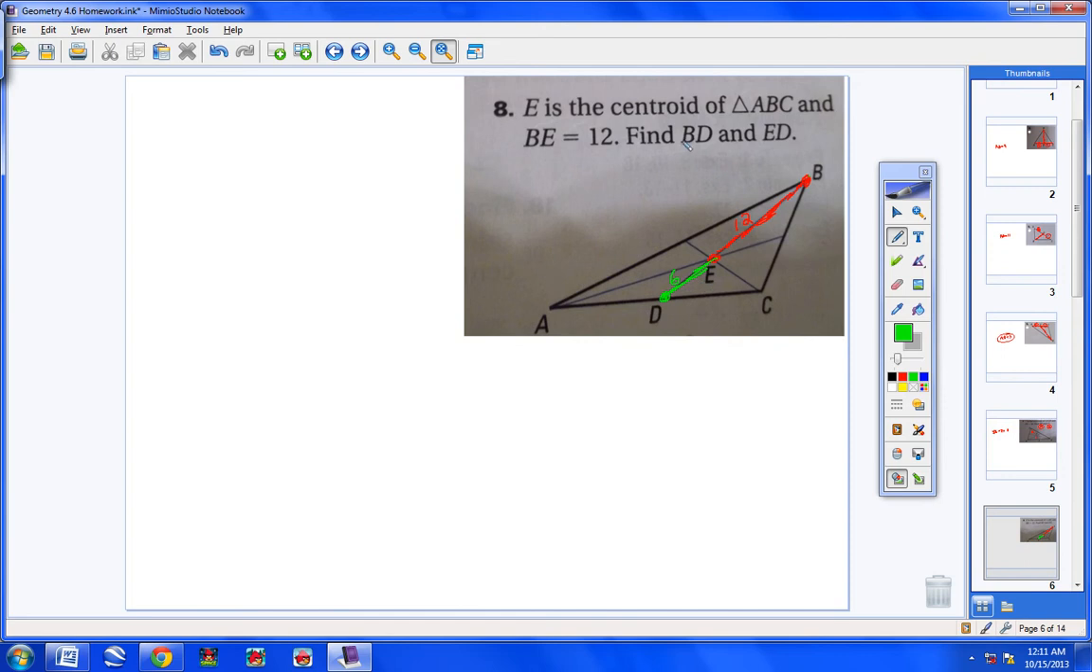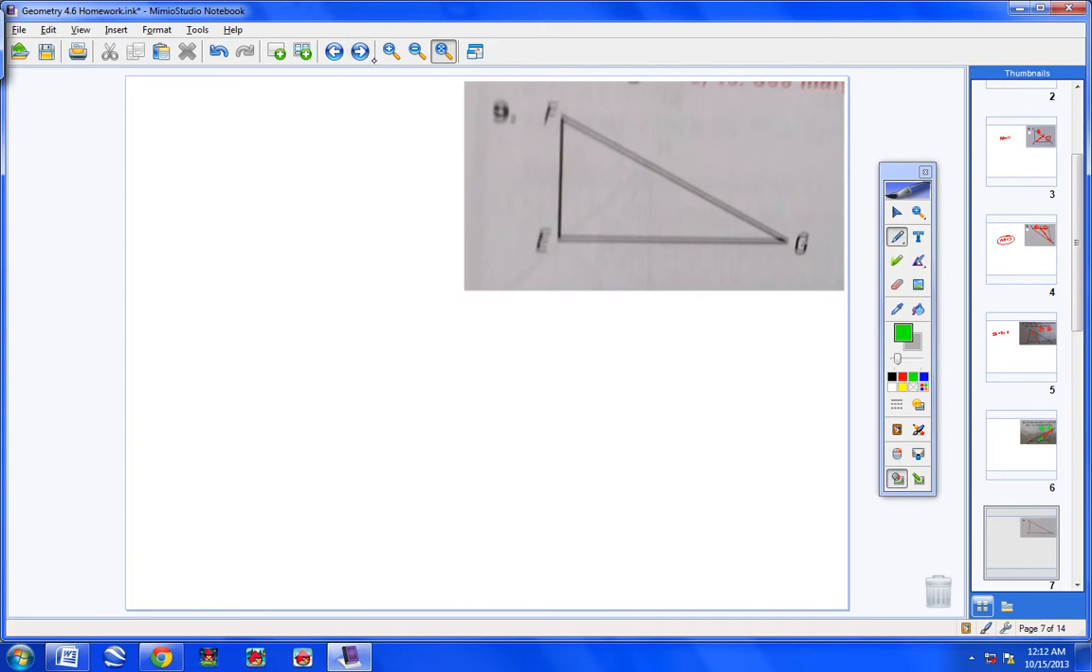So first of all, they want us to find BD. Now that's the whole length. Here's B all the way down to D. They want us to find the entire length. Well, from here to here is 12, from here to here is 6, so BD would be 18. Then they also ask us to find the length of ED. Well, ED is right here, and it's obviously 6, all right? Okay, moving on to the next section, and the next section is numbers 9 and 10.